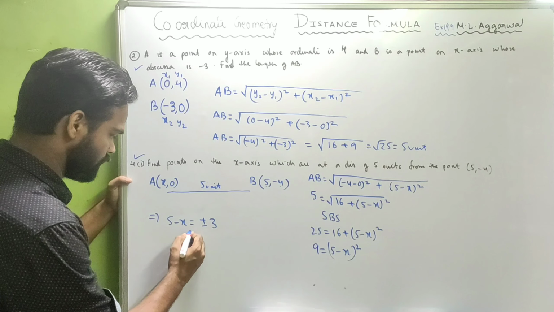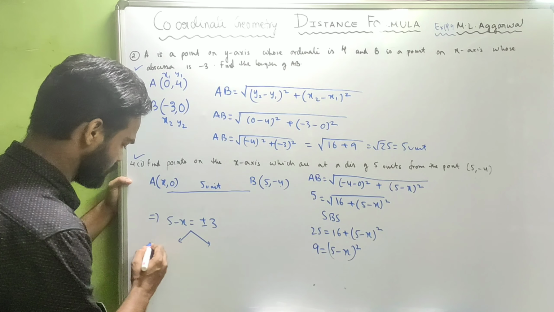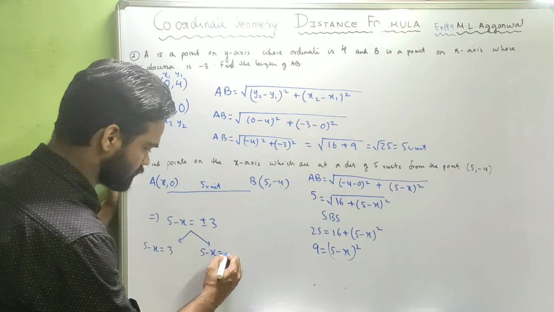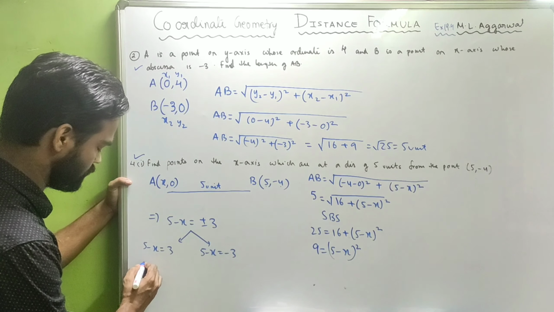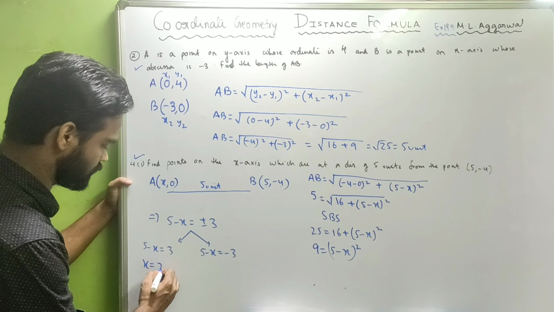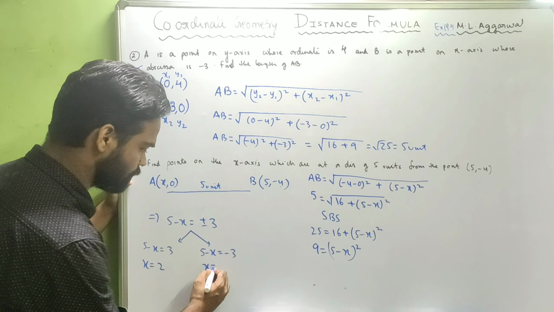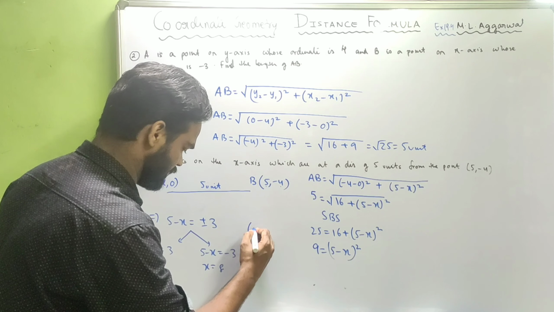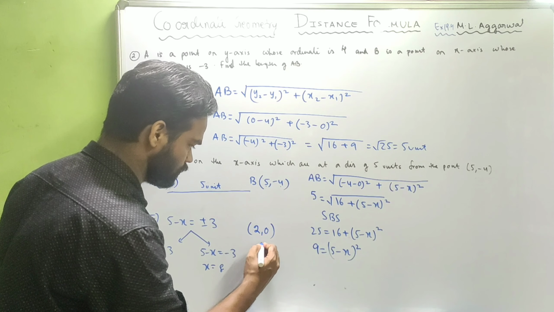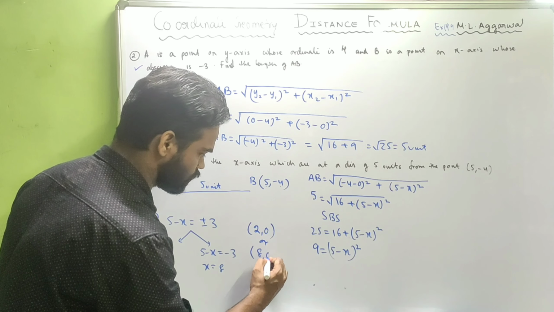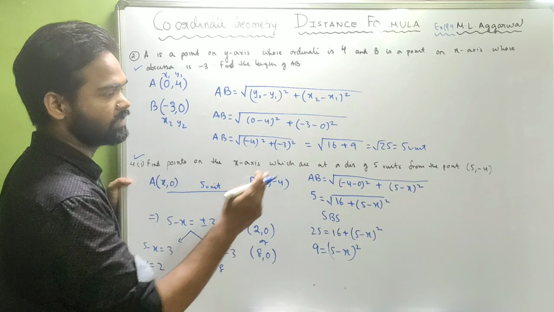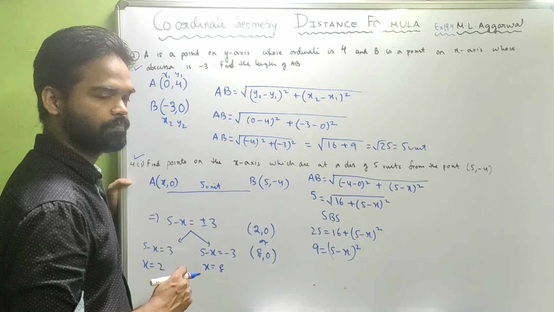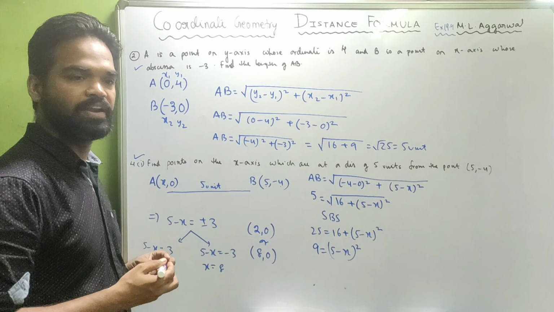Okay, so we'll have two cases, 5 minus x equals 3 and 5 minus x equals -3. So from here x will be what? 5 minus 3, that's 2, and from here x will be 8. So the point on the x-axis can be (2, 0) or (8, 0), which is at a distance of 5 units from the other point (5, -4). Done.